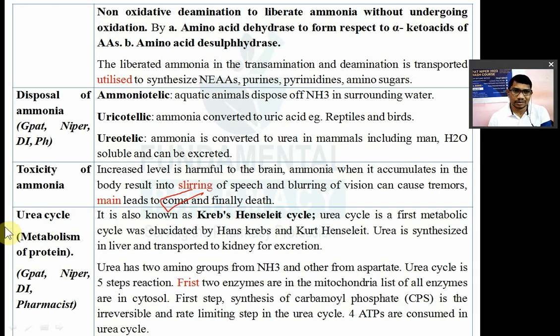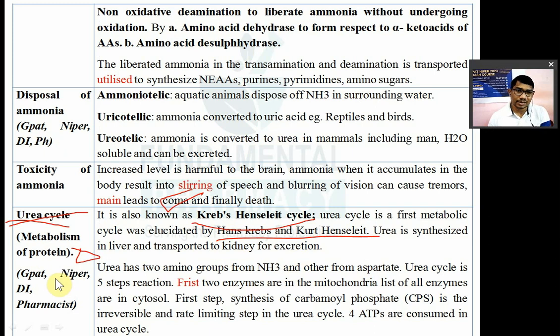Now the urea cycle is also known as the Krebs-Henseleit cycle, or also known as the ornithine cycle. इसका और एक नाम है ornithine cycle. So the urea cycle was the first metabolic cycle which was elucidated by Hans Krebs and Kurt Henseleit. That's why it is known as the Krebs-Henseleit cycle.